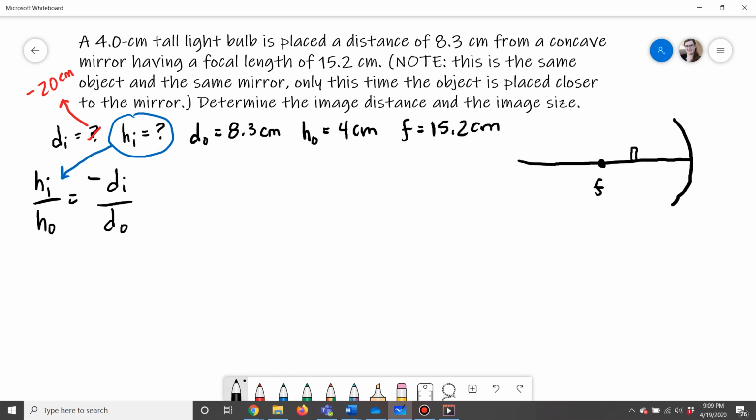So everything else gets plugged in. We know that our object height is 4 centimeters. We know that our image distance is negative 20, so we're putting a negative sign on the outside and putting negative 20 out here. Of course, a negative and a negative mean that you're going to end up with a positive. So then we have our d sub O right here. Okay, now we cross multiply and solve. Again, double negative here, that means we're going to be dealing with a positive 20.